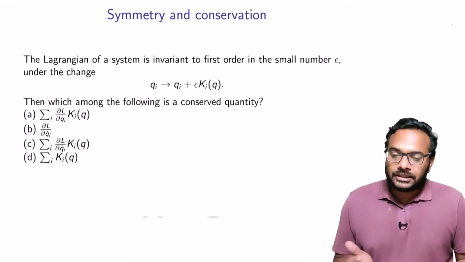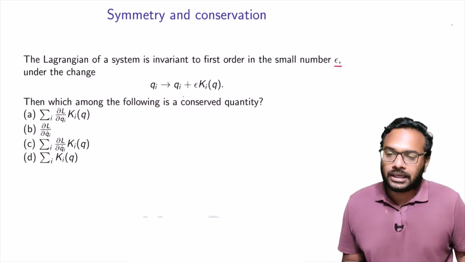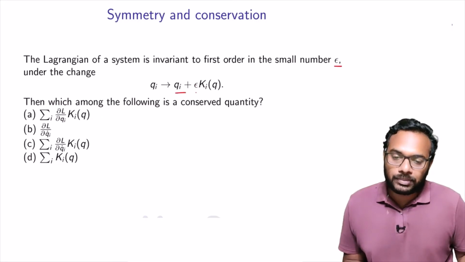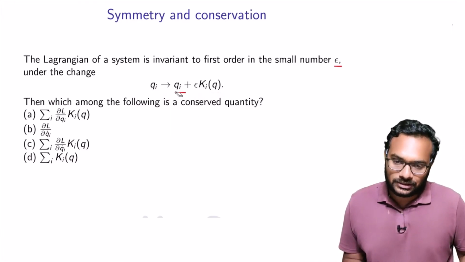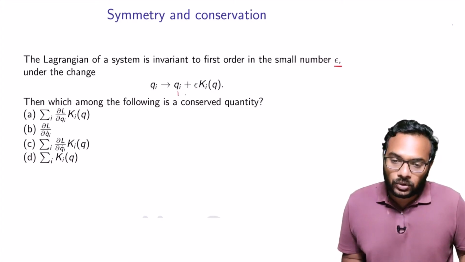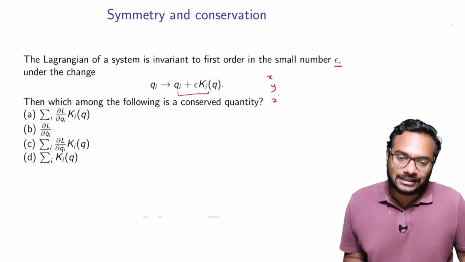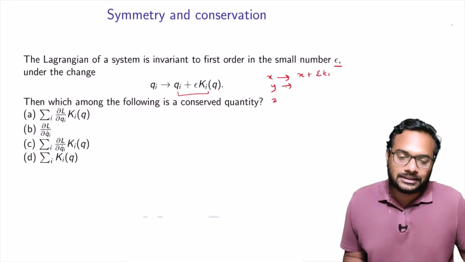The Lagrangian of a system is invariant to first order in the small number epsilon under the change qi going to qi plus epsilon ki. So here the coordinates are being changed by a small quantity, and this epsilon parameterizes the small quantity, so each coordinate changes. If you have x, y, and z, this means that x would go to x plus epsilon k1. Generally it could be a function of x, y, z also. So y would go to y plus epsilon k2, and z would go to z plus epsilon k3.